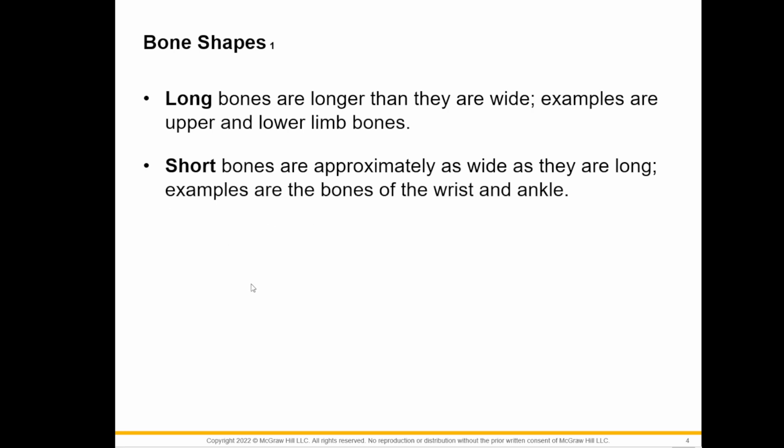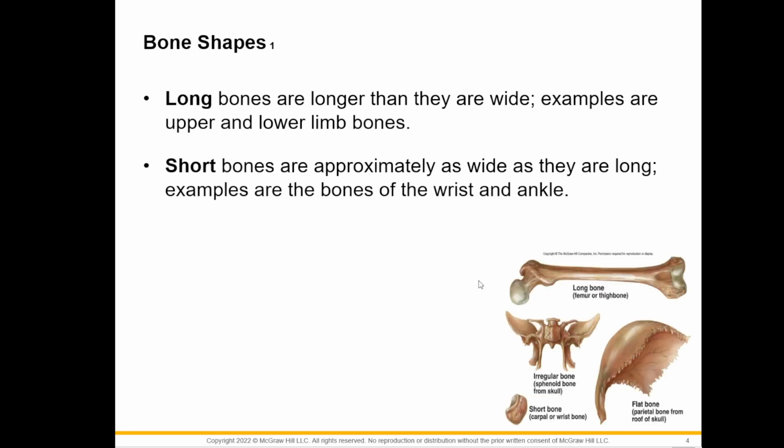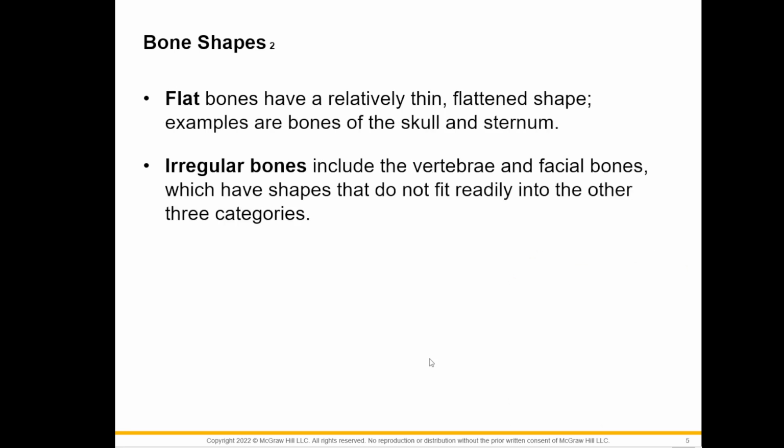So let's start with bone shapes. So we have long bones. Long bones are longer than they are wide, and the most common examples of your long bones are your upper and lower limb. While short bones naman are approximately as wide as they are long. Usually examples of this are bones of the wrist and the ankles. So here are examples of your long bones, usually found in the upper and lower limb. And we have short bones, usually found in our wrist and ankles.